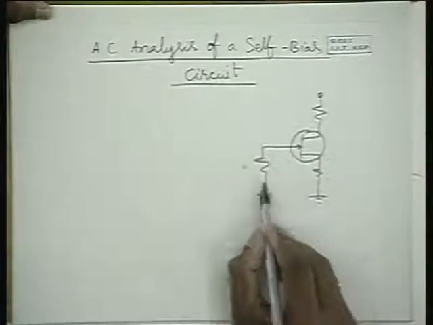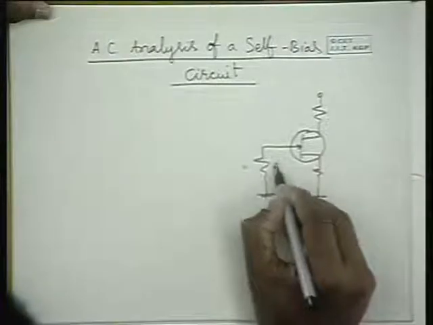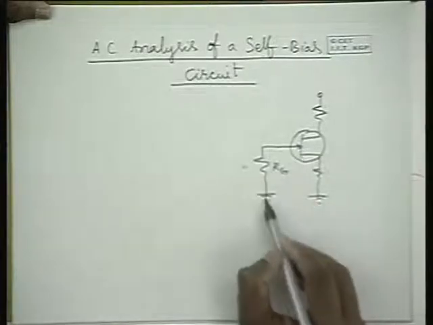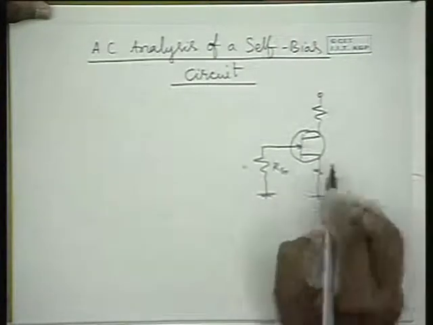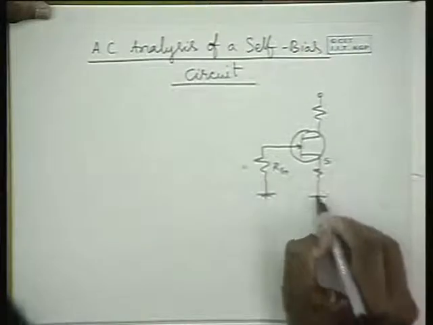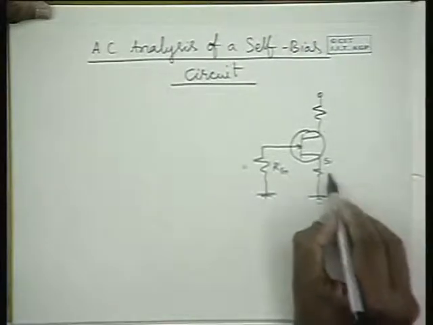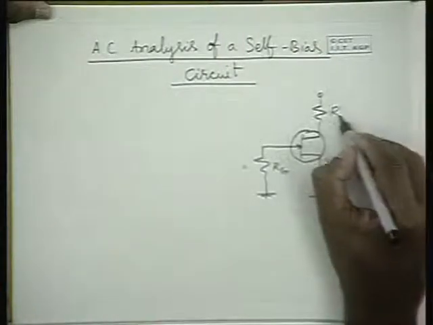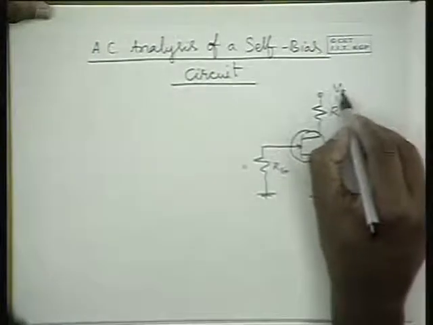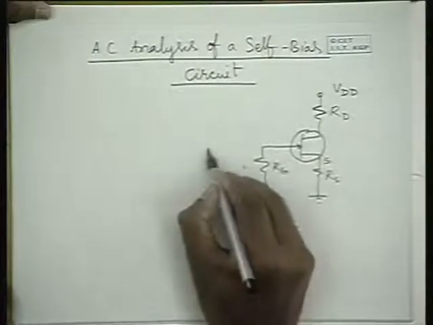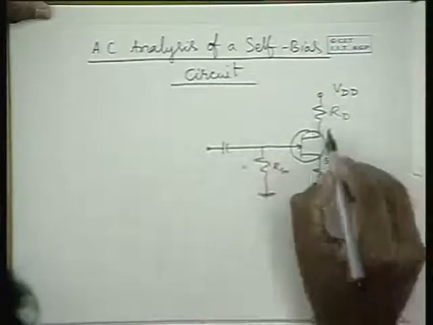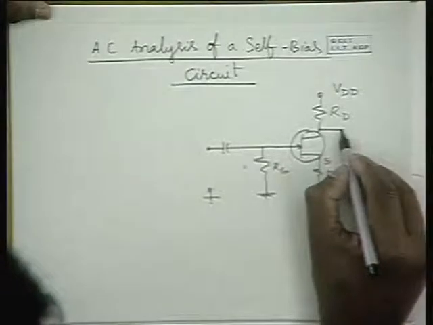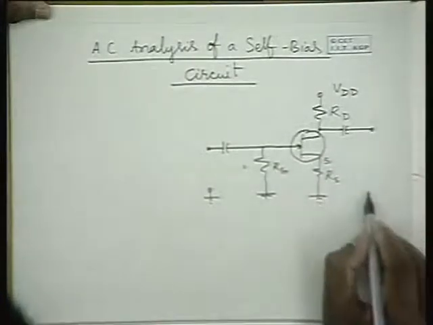The gate is grounded through RG, connected to the ground through a gate resistance, and because of no current, the gate potential is at 0 volts, and the source potential is elevated from the ground because of the voltage drop across the source resistance Rs. And this is Rd, this is VDD. It is a single supply circuit as we discussed earlier. So input is applied here through a coupling capacitor, and output is taken from here through a coupling capacitor.